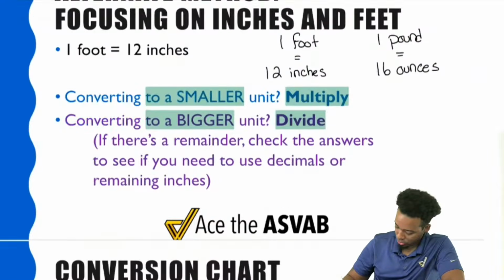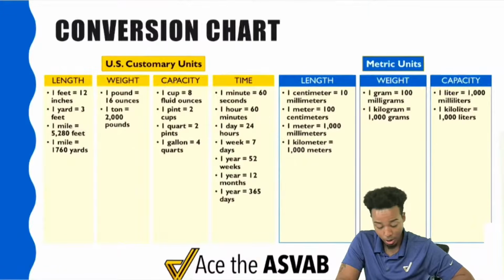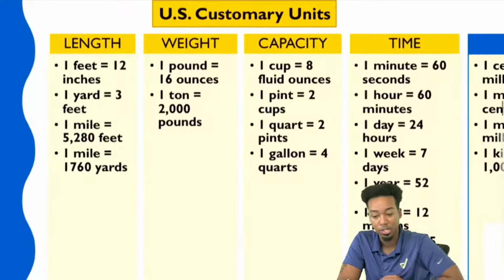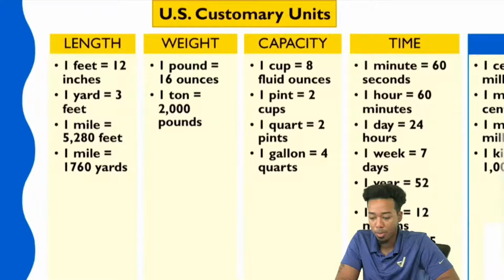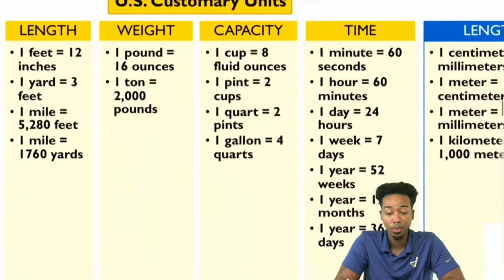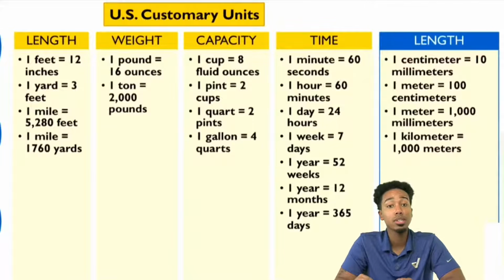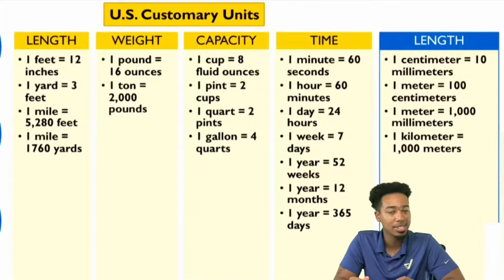And so this is the next part that you need to know here. We're going to go through each of these, and I'm going to have you take screenshots of them. So starting off here, my party people, let's take these screenshots. This is something that I want you to have available with you the entire class. So let's start off with U.S. customary units, such as length, weight, capacity, and time.